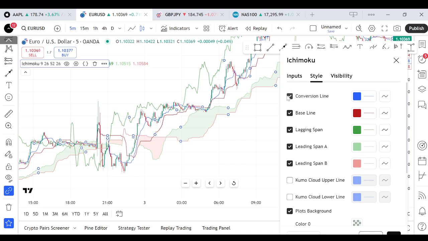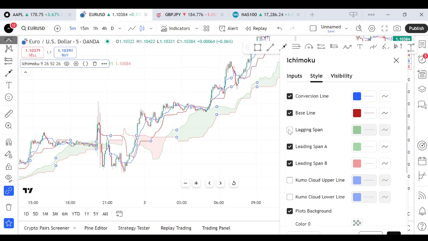For example, the conversion line, which is the blue line, reflects short-term momentum. It's actually a 9 period moving average. So something like a moving average but dynamic. And the baseline is a 26 period moving average, and it reflects mid-term trend direction. Then we have the lagging span, which plots a line 26 periods back of price action, and this lagging span helps confirm trend strength by comparing current prices to past prices.